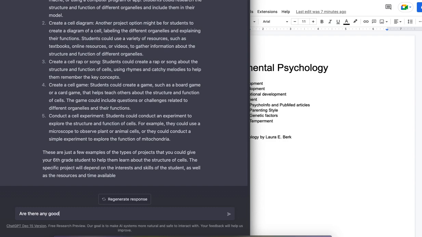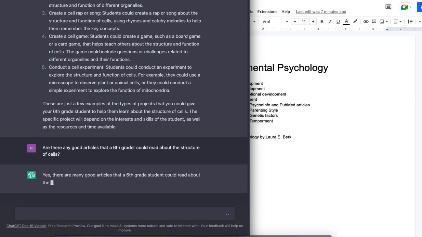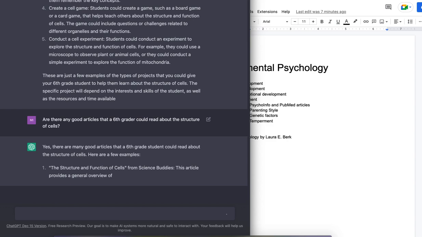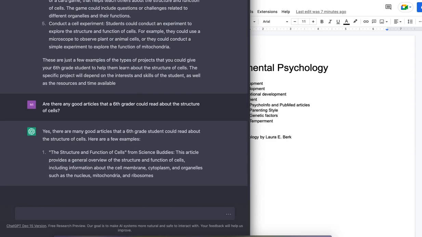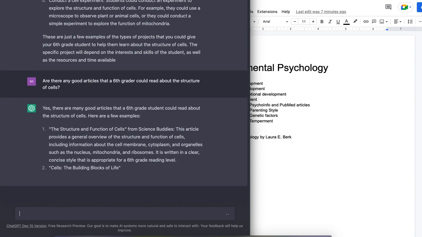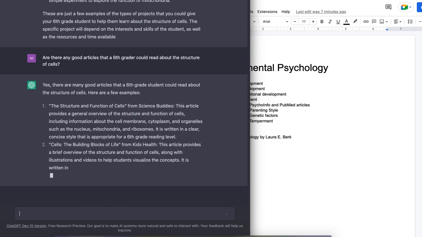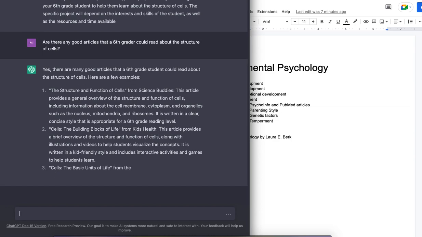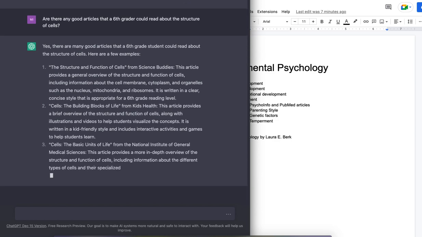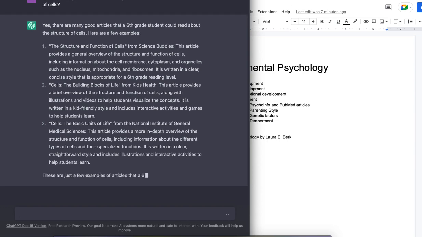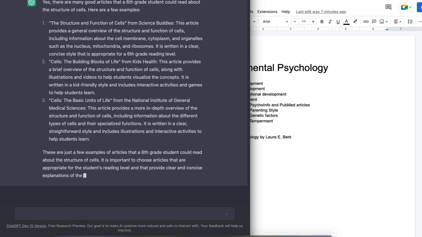Are there any good articles that a sixth grader could read about the structure of cells? The Structure and Function of Cells from Science Buddies. This article provides a general overview of the structure and function of cells. Cell Membranes, Cells: The Building Blocks of Life from KidsHealth. Cells: The Basic Units of Life from the National Institute of General Medical Sciences. This article is a more in-depth overview, and so on.